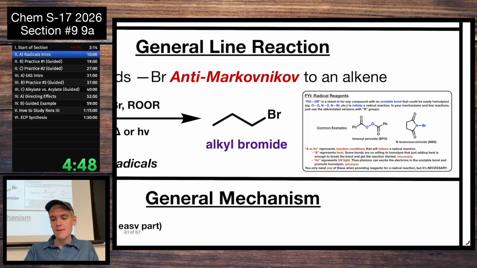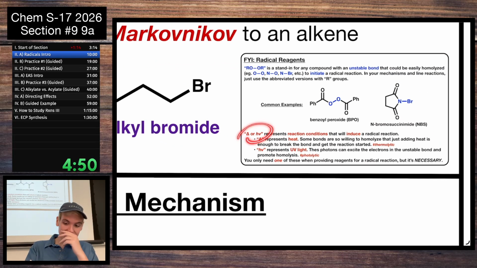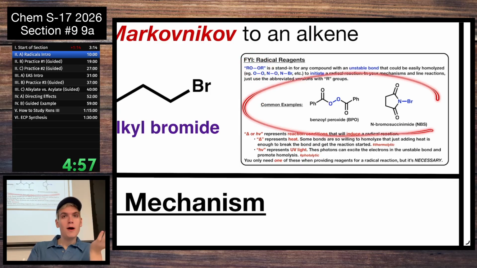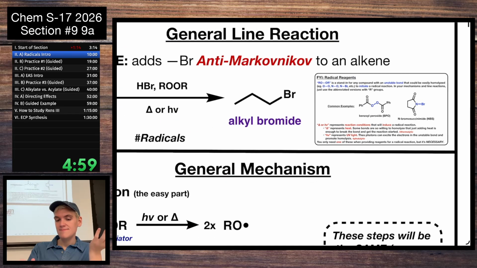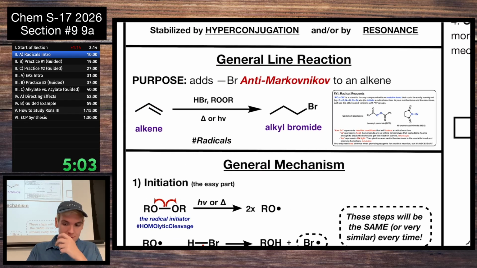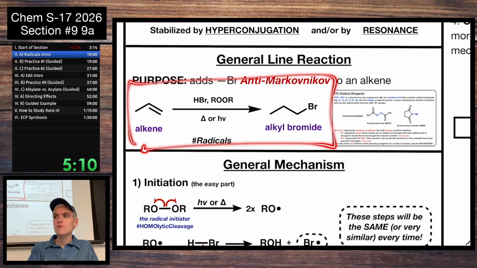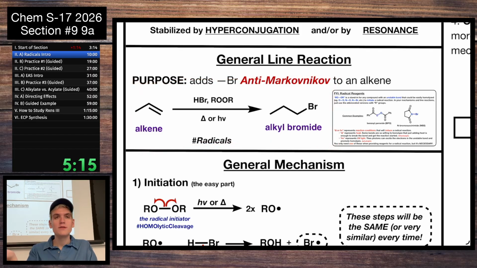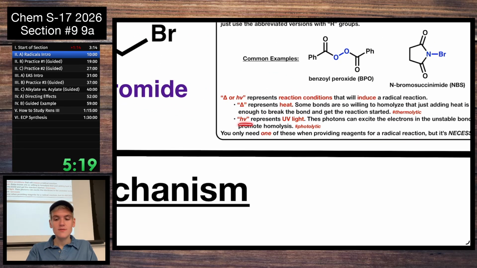I have a little FYI box here, both on the reagents of the delta and the hν, and then also what are some common examples of this ROOR. This is, again, just FYI. Nothing on this is going to be tested beyond just what's the base reaction here. But generally what we're going to see with the radical reactions is this is our base reaction, and then we can do kind of weirder things. So we want to make sure that we have the simplest base reaction down before we do weirder things. What does delta or hν mean? Delta means heat, hν means UV light.